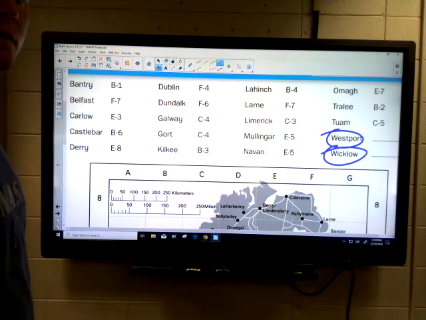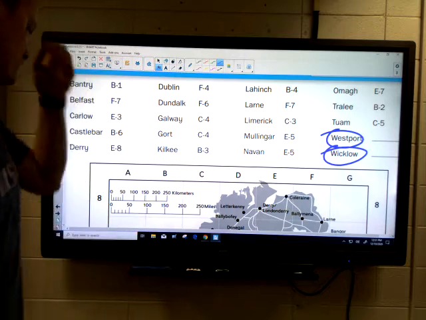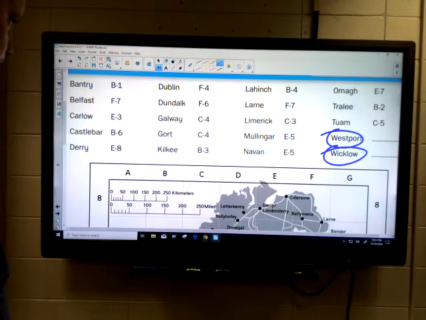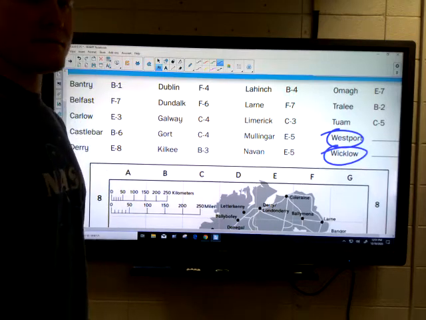Westport and Wicklow. Go ahead, find those coordinates. Westport and Wicklow. Okay, so let's see. B1. Well, I wasn't exactly. Oh, I found it. I wasn't sure what happened. We gotta find Westport and Wicklow. I wasn't sure which one. I found it. About 10 more seconds here.